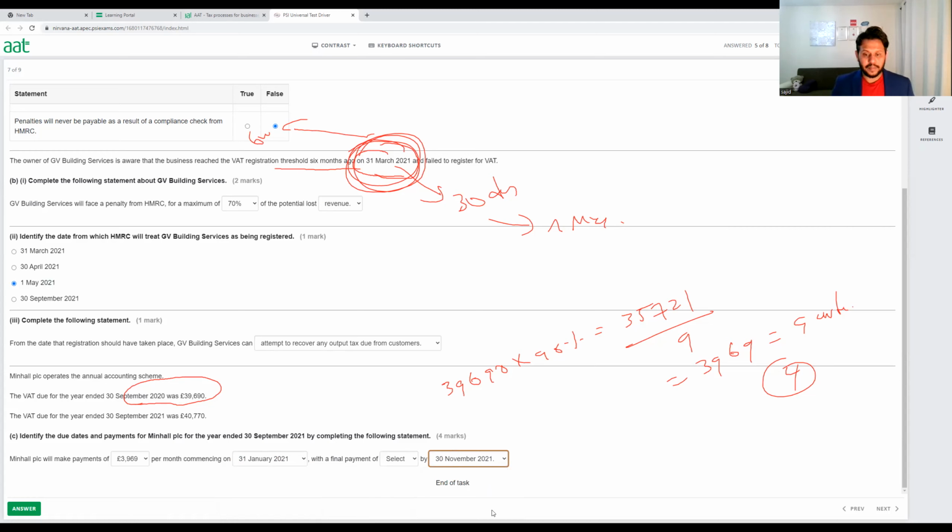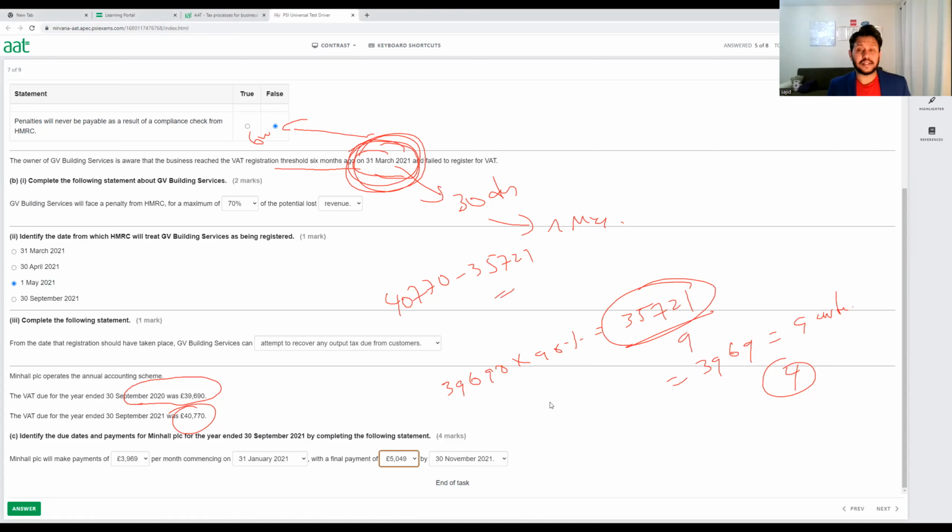And the final payment will be how much? So we already paid 90%. That is 35,721. And this year's liability is 40,770. So 40,770 minus 35,721. So the remaining balance we need to pay this year on month number 14. So 40,770 minus 35,721. And that gives me 5,049.